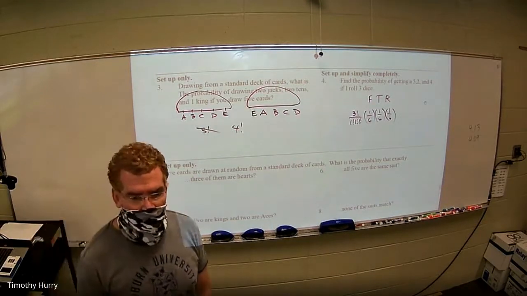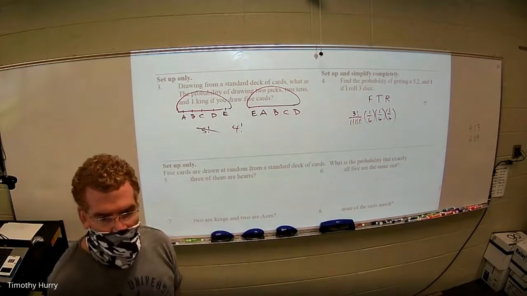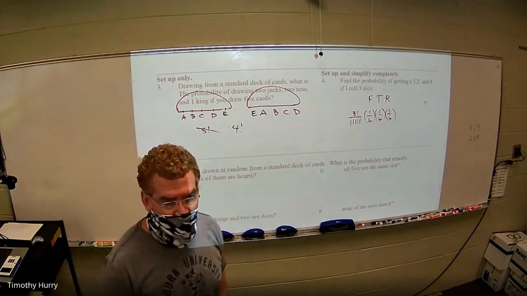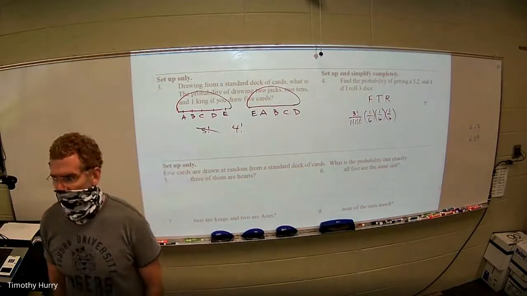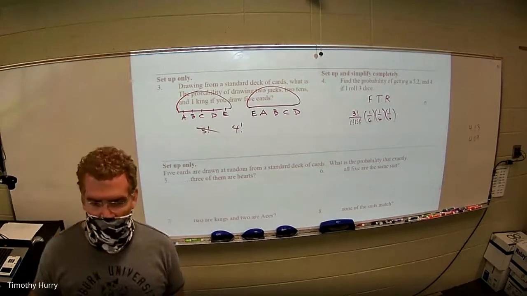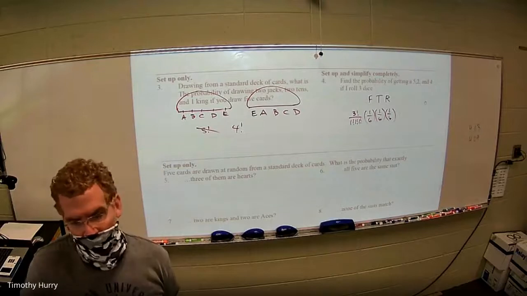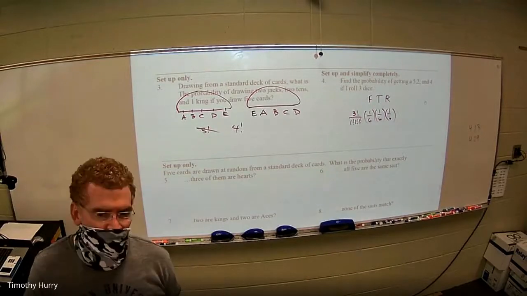Does a pair match in suit or kind? A pair will match in kind. There are 13 kinds and 4 suits, correct? So a pair would not be like 2 hearts. It would be 2 kings, 2 jacks, 2 tens.